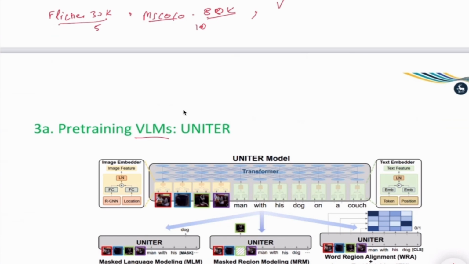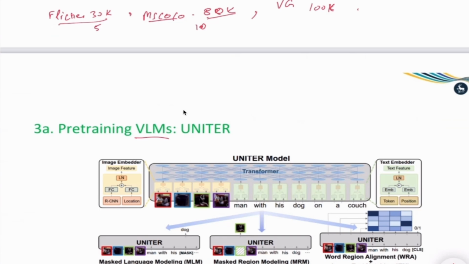There is Visual Genome as well. Visual Genome has around 100,000 images. The good thing is that Visual Genome has bounding boxes and descriptions corresponding to those bounding boxes as well. So it is quite detailed, and it is a much more complicated image set than MS Coco and Flickr.